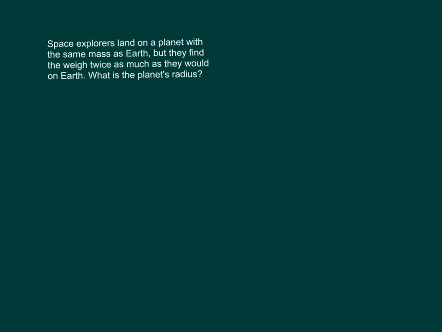So to approach this problem, we recognize that weight is the force of gravity on the surface of a planet, and that force is equal to the mass times the acceleration due to the gravity of that planet. So weight is equal to the force of gravity, and it's equal to m, the mass of our space explorers on that planet, and g, the acceleration they experience due to the gravitation of that planet.